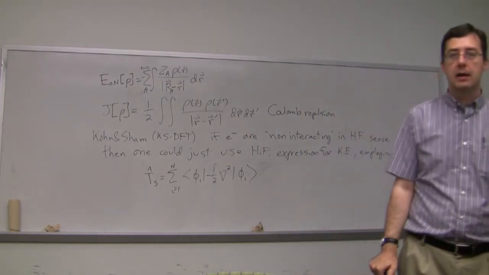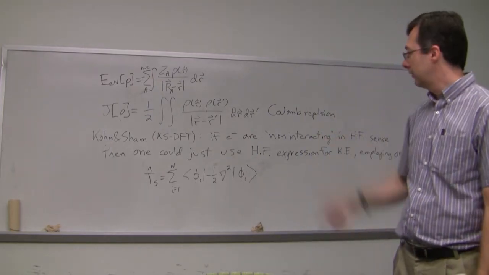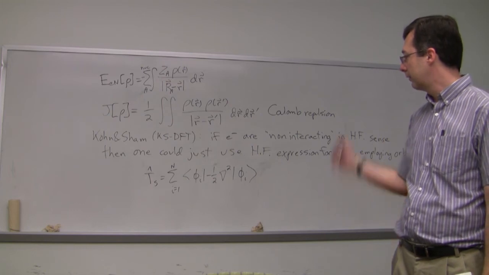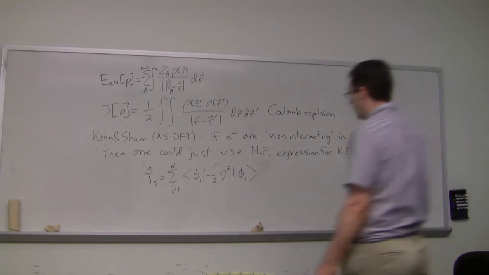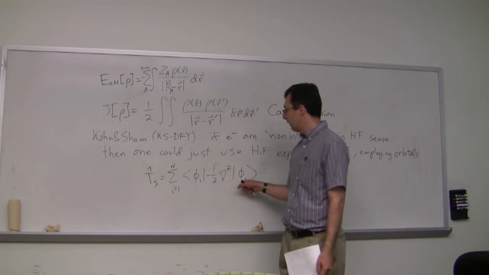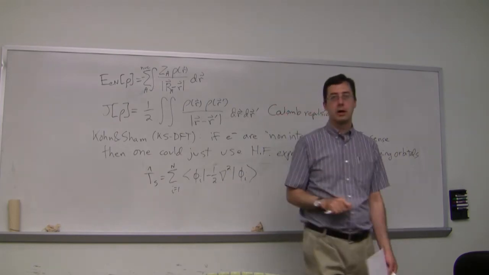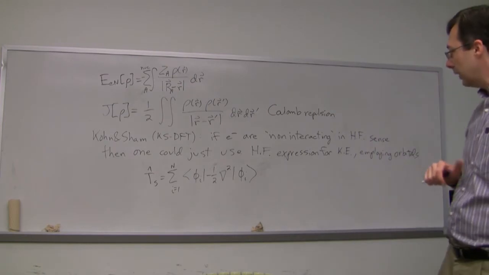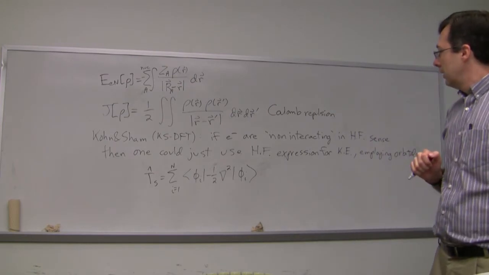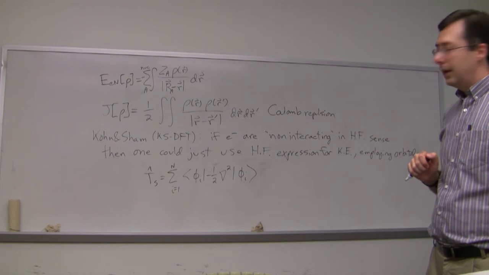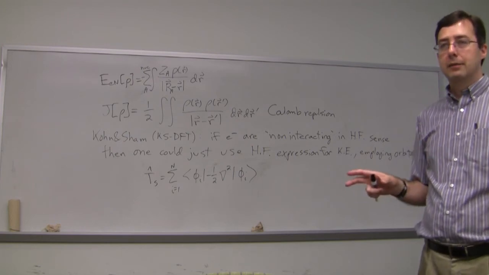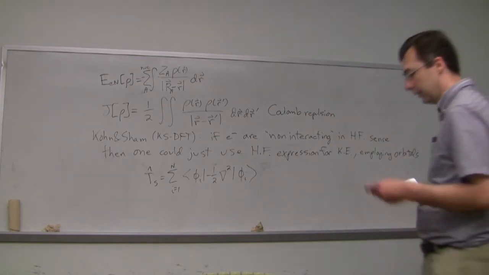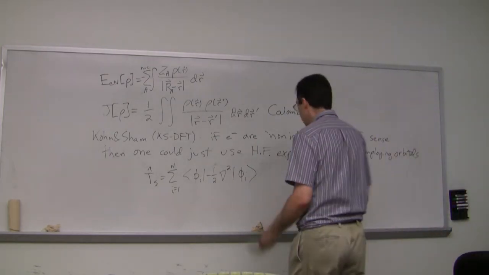Integral of phi I star times minus 1/2 del squared phi I, and this takes the derivative with respect to your 3 Cartesian directions for that electron, x, y, and z. Second derivatives. So if I throw orbitals back in as a crutch, then I know how to compute the kinetic energy of that.